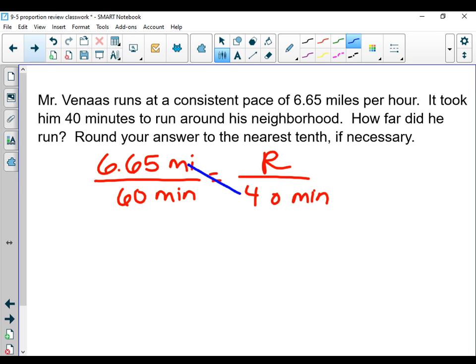Leighton, did you multiply back there? How come? Weston, did you multiply over there? 60 times 40. Nope, look at my X.